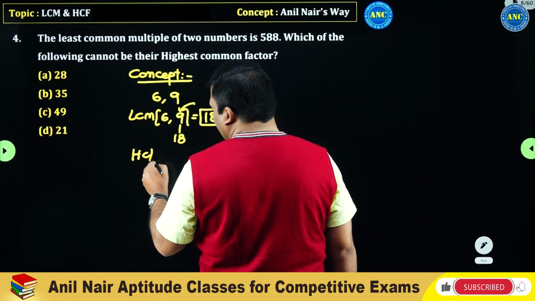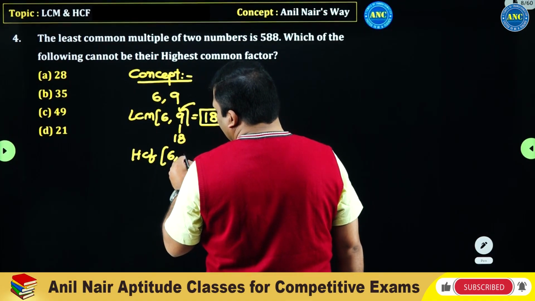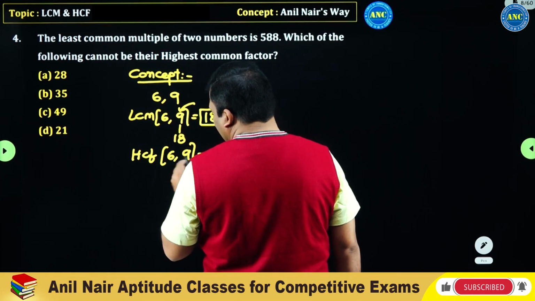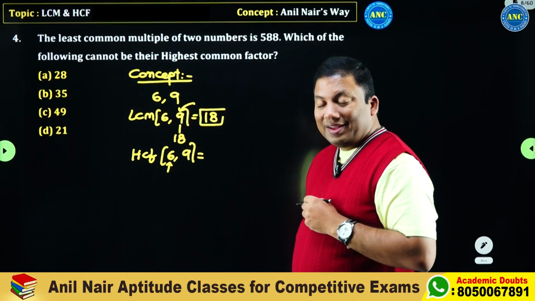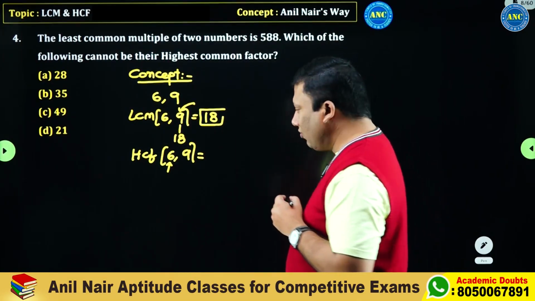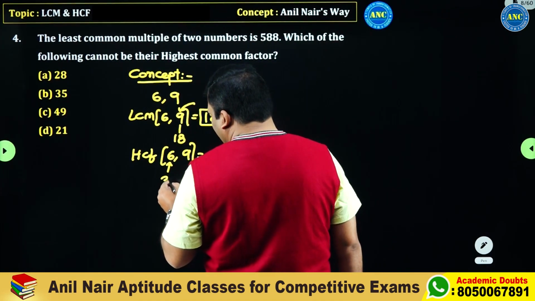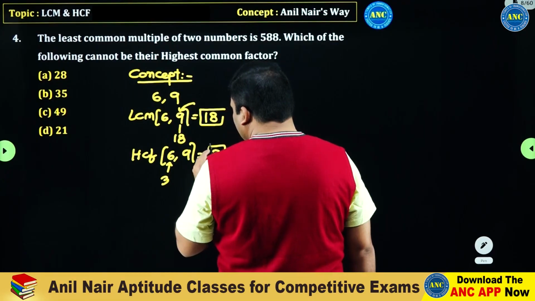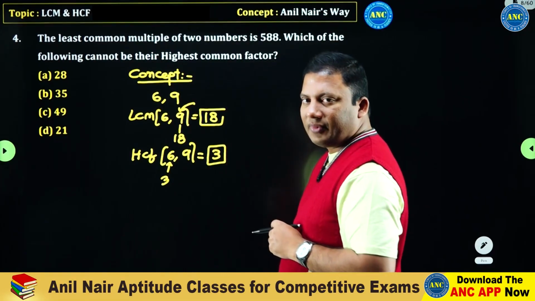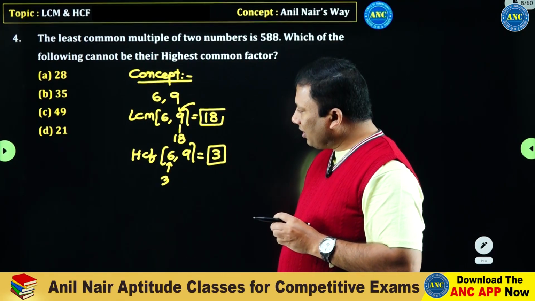HCF of 6 and 9. Whenever you are doing HCF, the concentration is on the smallest number. Will 6 divide 9? No. What is a factor of 6? 3. Does 3 divide 9? Yes. So the HCF of 6 and 9 is 3.